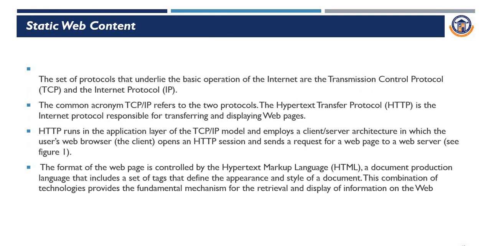So we have seen an overview of internet technology. Let me move to the next part. Internet technology has static web content, which relies on the set of protocols that underlie the basic operation of the internet, the Transmission Control Protocol and the Internet Protocol. The web page is controlled by Hypertext Markup Language, HTML, a document production language that includes a set of tags that define the appearance and style of the document. This combination of technologies provides the fundamental mechanism for the retrieval and display of information. In static web content, we see documents, videos and audios which are already available as prefixed content. This kind of web content is called static web content.